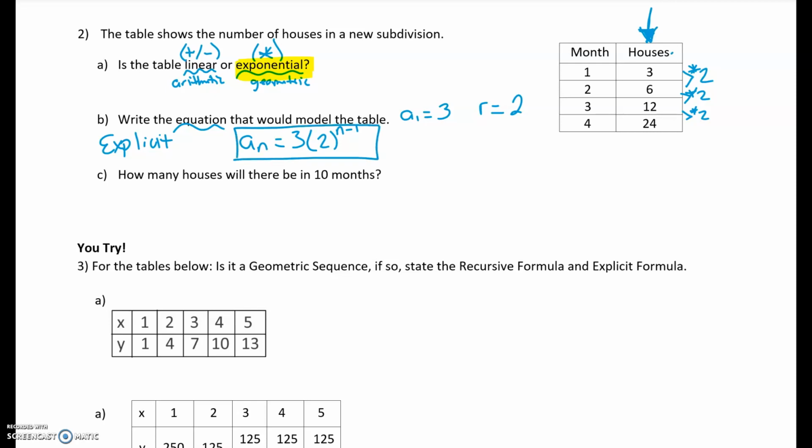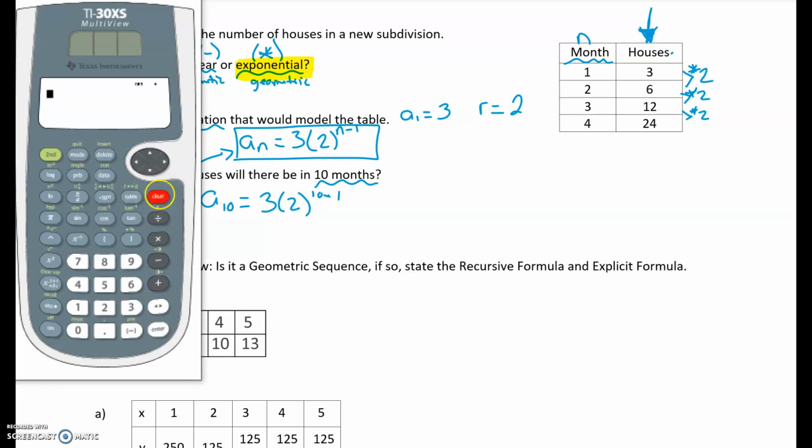And then I'm going to ask you, well, how many houses will there be in 10 months? Well, what do you think this 10 months is representing? Well, if we look over here, we see the word months in the table. So months seems to be representing which term? So this is going to be our n. So we want to take the n and plug a 10 into it from the explicit form. So a sub 10 equals 3 times 2 to the 10 minus 1. So let's plug it in. 3 times 2 raised to the 10 minus 1. And we're going to get 1,536.